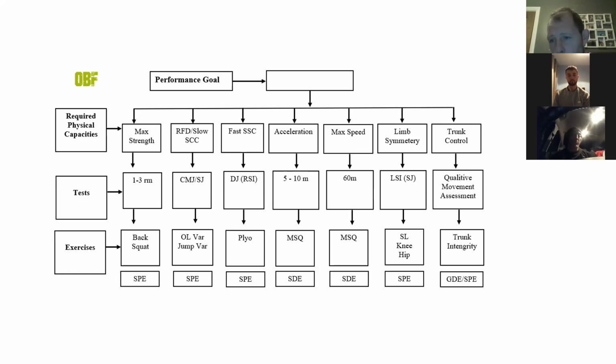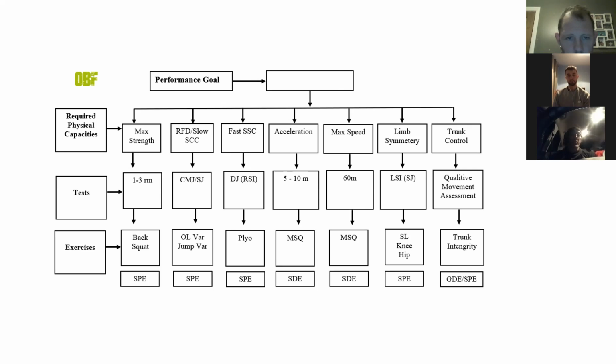Out of every one of them, we have tests. So if we're looking at maximal strength, we're looking for a 1 to 3 RM. If we're looking for rate of force production, we could be looking at a squat jump or a counter movement jump. If we're looking at the fast stretch shortening cycle, we could look at the reactive strength index, looking for acceleration, 5 to 10 meter sprints, max speed, 60s, and so forth. And then we can start selecting our exercises based off the gap that we see in the athlete's performance down through those tests. Okay, so I hope this is shining a little bit of a light on how we would lay this out on a simpler scale for an athlete.